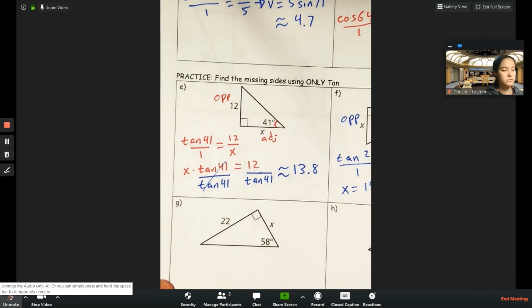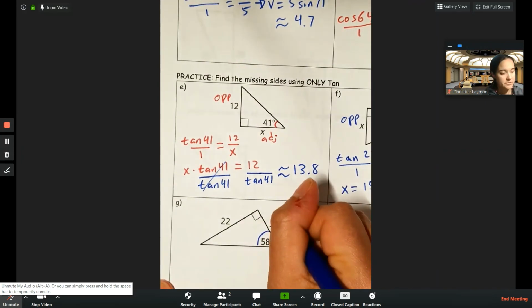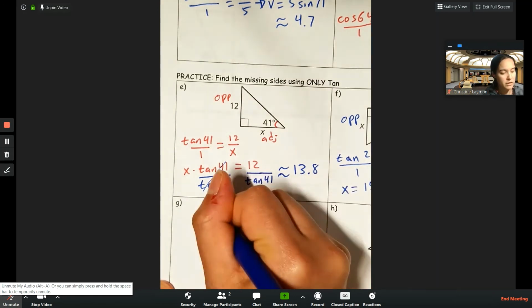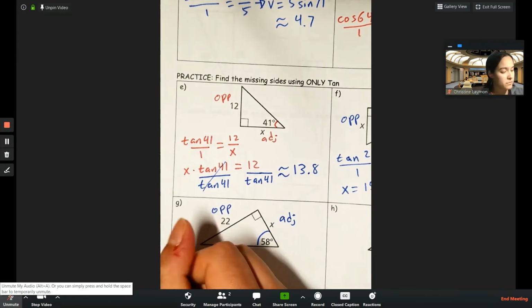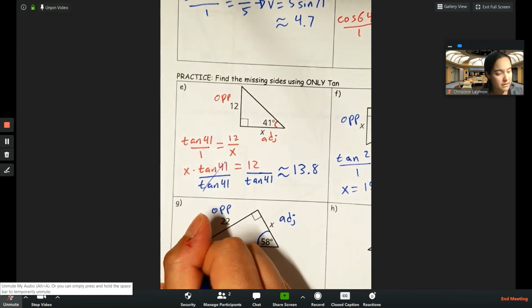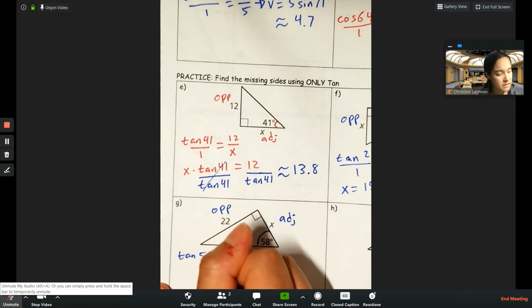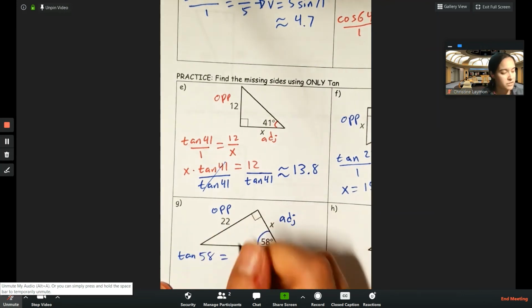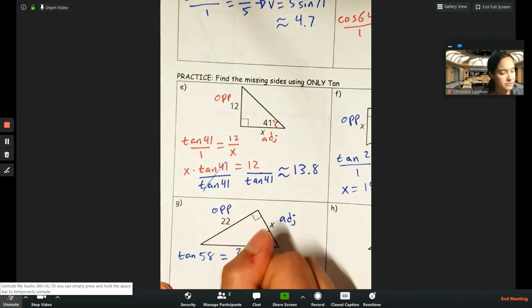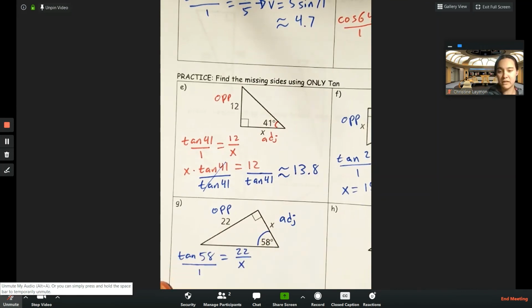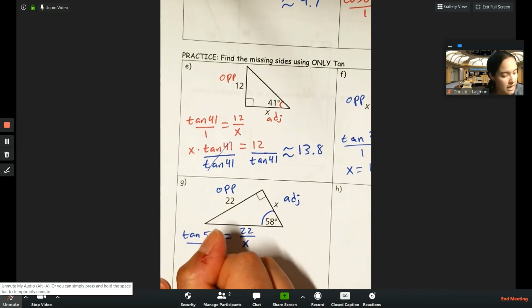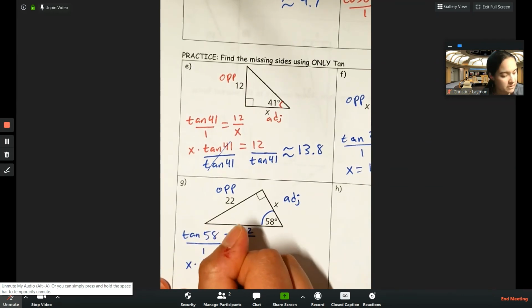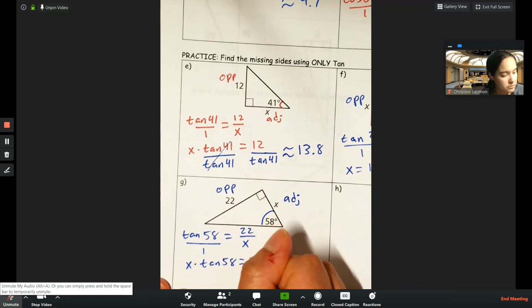Okay, so we are starting at the 58 degrees. X is the adjacent, 22 is the opposite. This was the hypotenuse. So we are using tan of 58 equals opposite over adjacent, 22 over x. And don't forget, this is really divided by 1. And that's why I can go ahead and cross multiply. So I get x times tan of 58 equals 22.